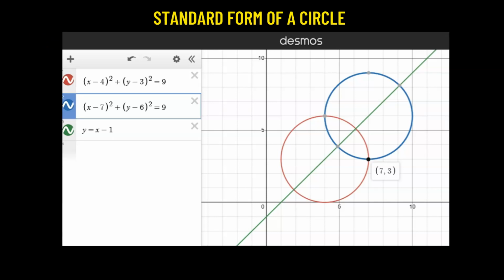So here I have used the online graphing calculator Desmos to plot the two circles. The red circle denotes the circle having the center 4, 3. That's evident here. So this is 4 units and it's 3 units here. Right? And we have the other circle, which is the blue circle, that has center 7, 6. And we can see that the centers of both circles lie on the line y equals x minus 1. And both of the two circles pass through the point 7, 3.